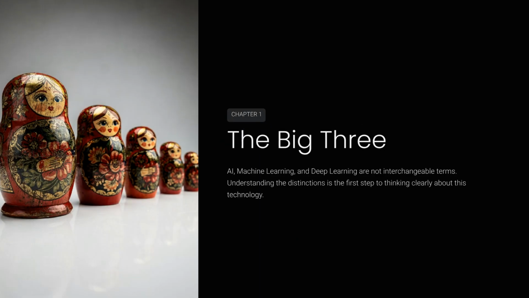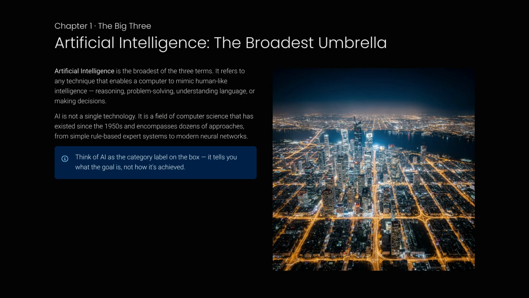Let's begin with Chapter 1, the Big Three. Understanding the distinctions between AI, machine learning, and deep learning is essential for thinking clearly about this technology. Artificial intelligence is the broadest category. It refers to any technique enabling a computer to mimic human intelligence. Think of it as a label on a box. It describes the goal, not how it's achieved.